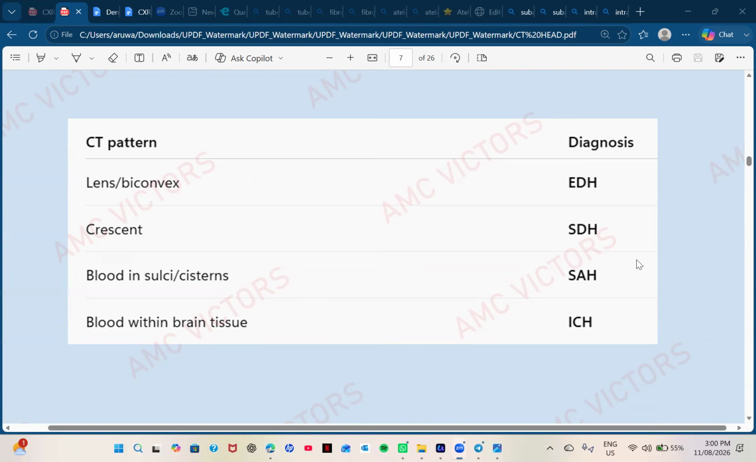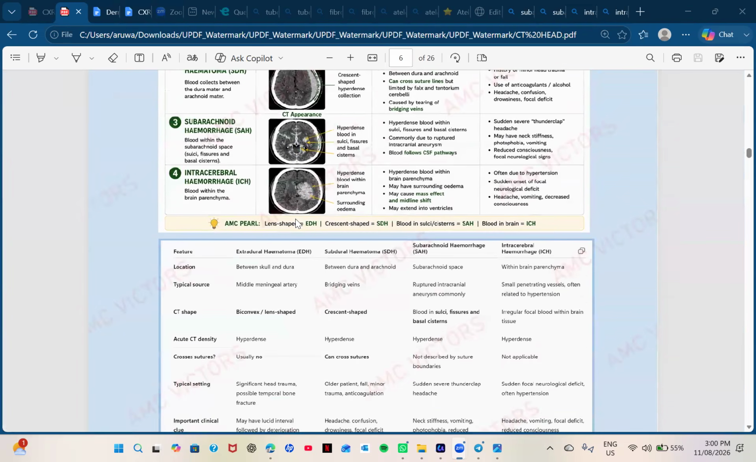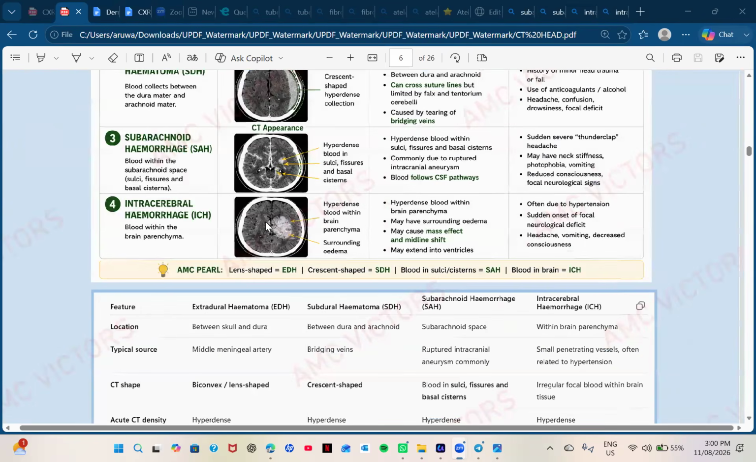Okay, sorry. So here, lens biconvex, you can see in epidural or extradural, right? The banana shape, the crescent shape you can see in the subdural, right? Blood in sulci or cisterns you can see in subarachnoid hemorrhage, and other than that, in ICH you can see blood within the brain tissue here also, like that.